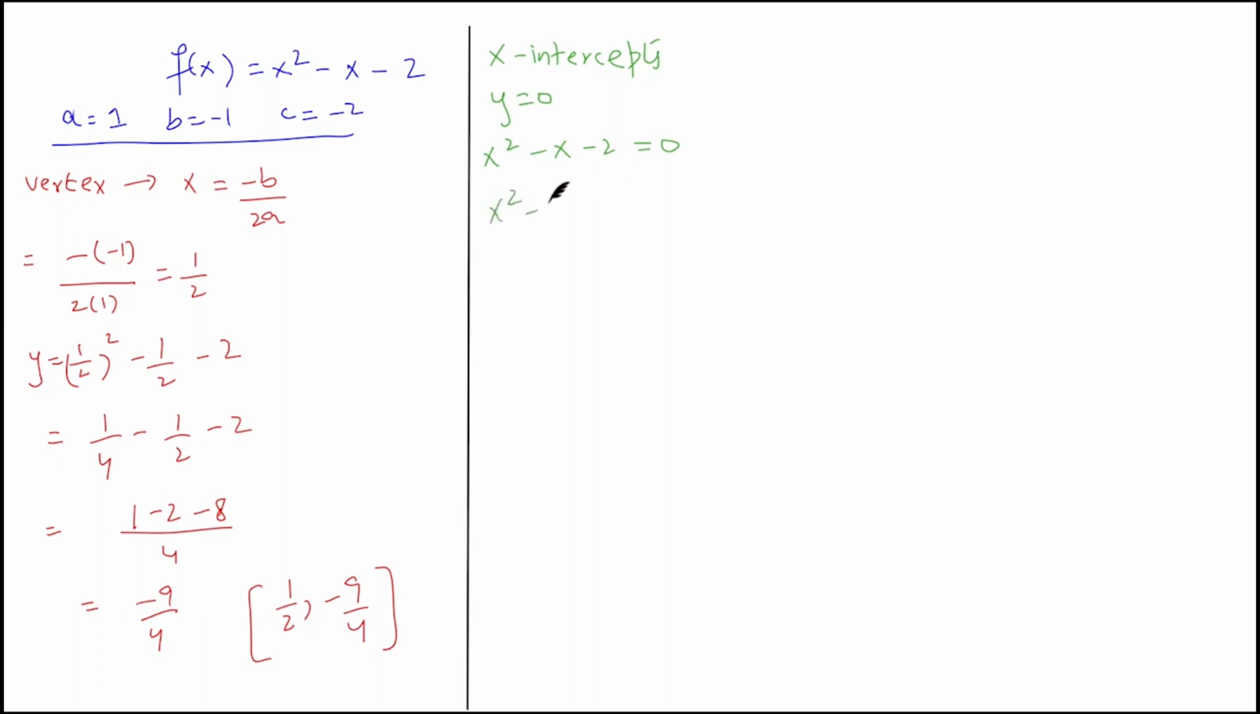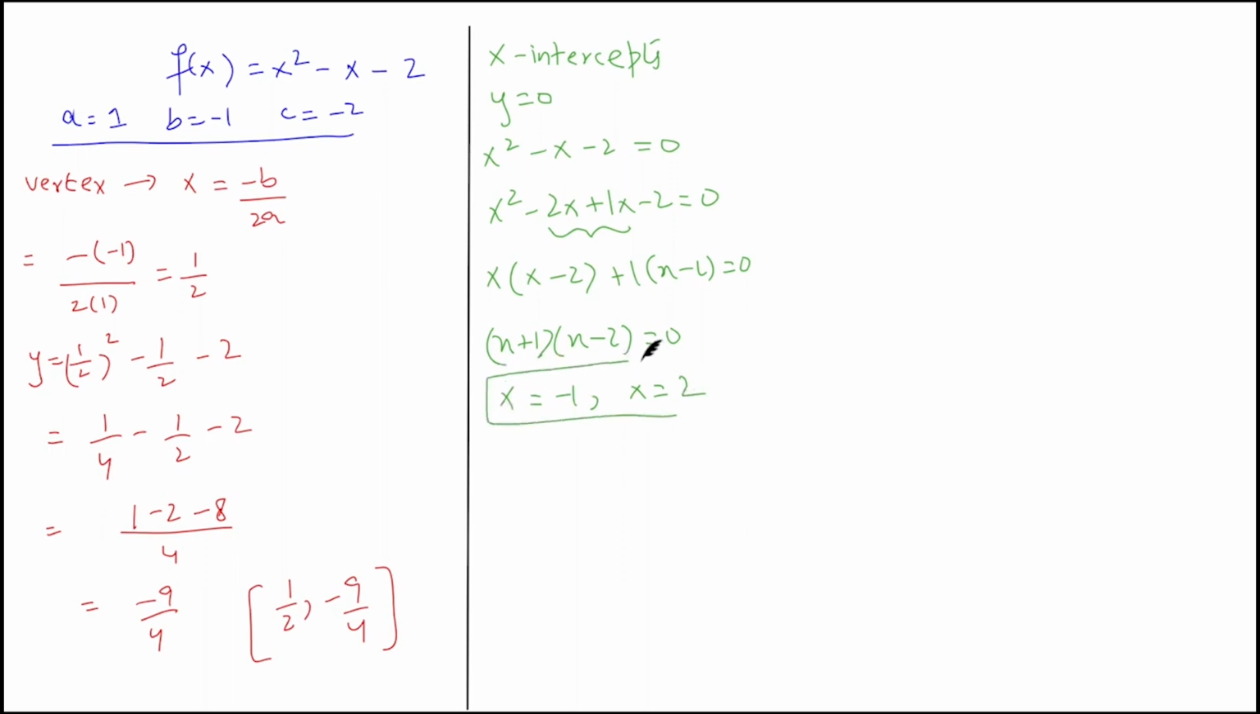X square minus 2x plus 1x minus 2 equals 0. You add these two terms, you will get minus 1. You multiply this, you will get minus 2. Let's factorize. We have x as common factor here, x minus 2 plus 1 here, x minus 2 equals 0. So our factors are x plus 1 and x minus 2 equals 0. That means our x-intercepts are x equals minus 1 or x equals 2. These are our x-intercepts. Okay.